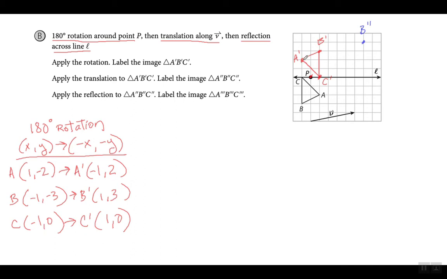A prime, let's do the same thing. 1 unit up and 5 to the right. And C prime, same thing, 1 unit up and 1, 2, 3, 4, 5 to the right, and I'll put C double prime.